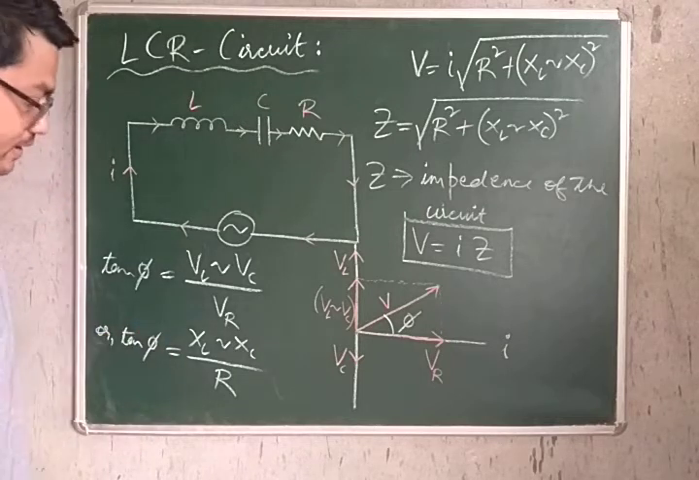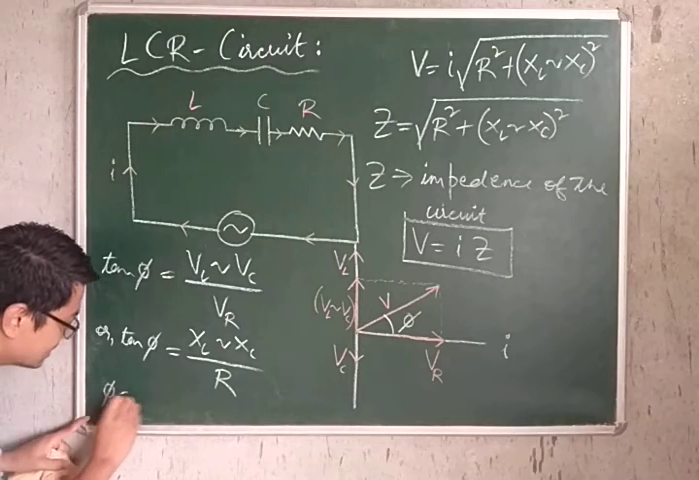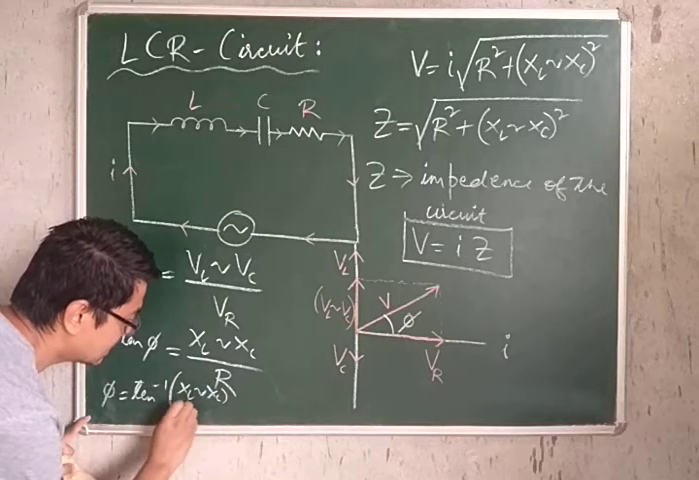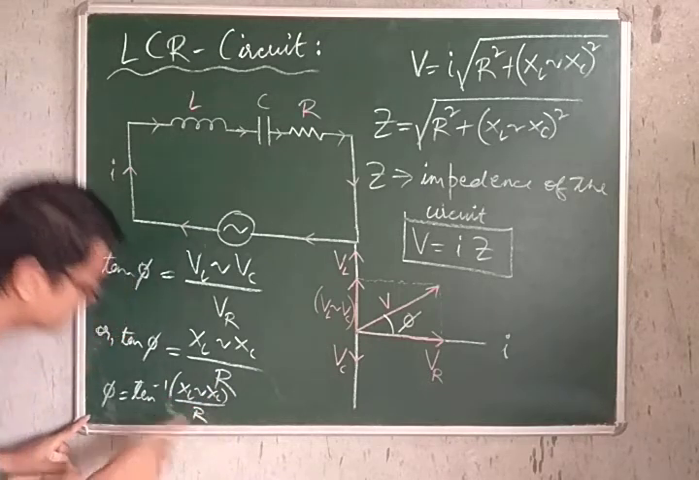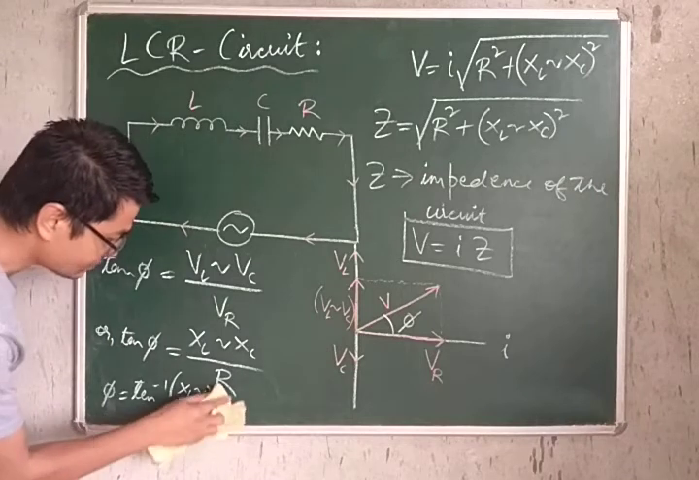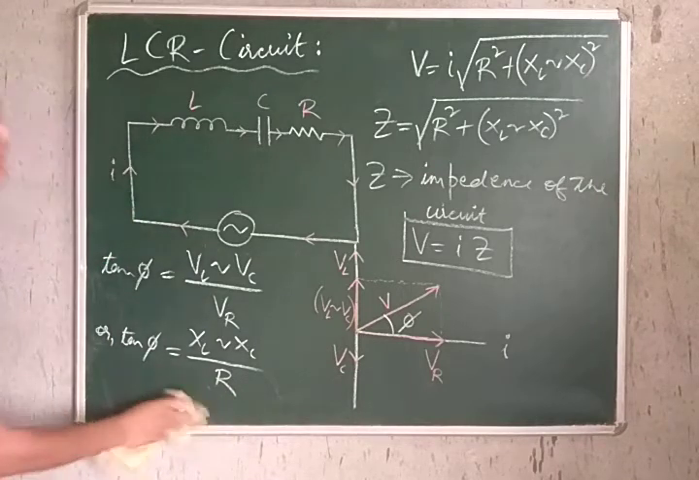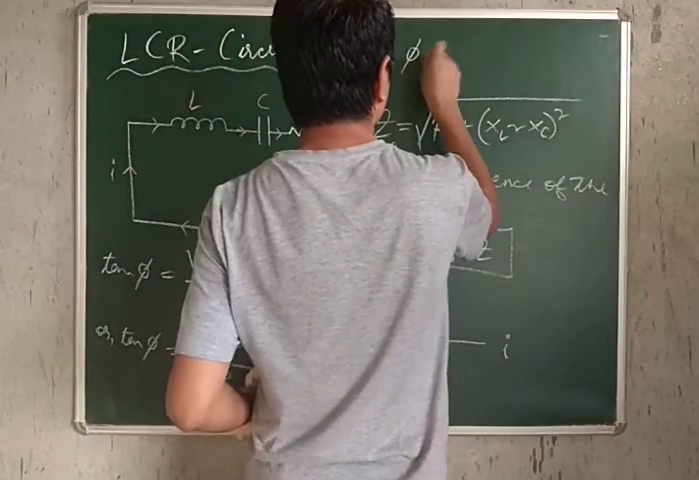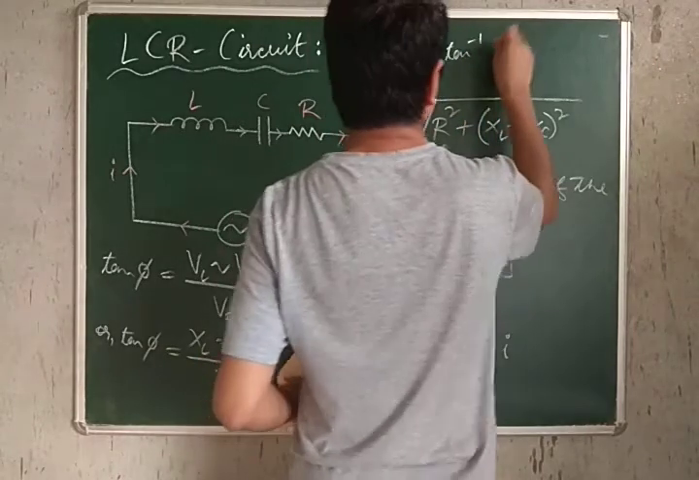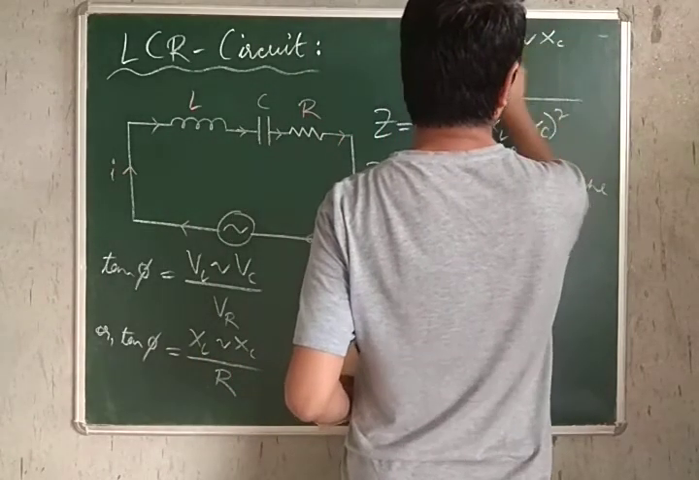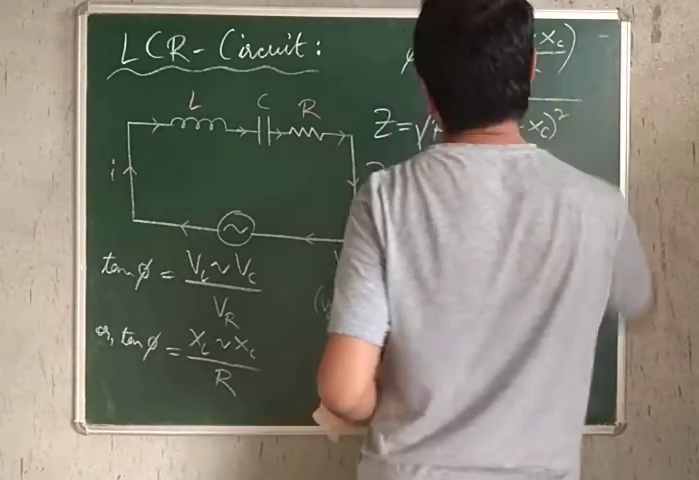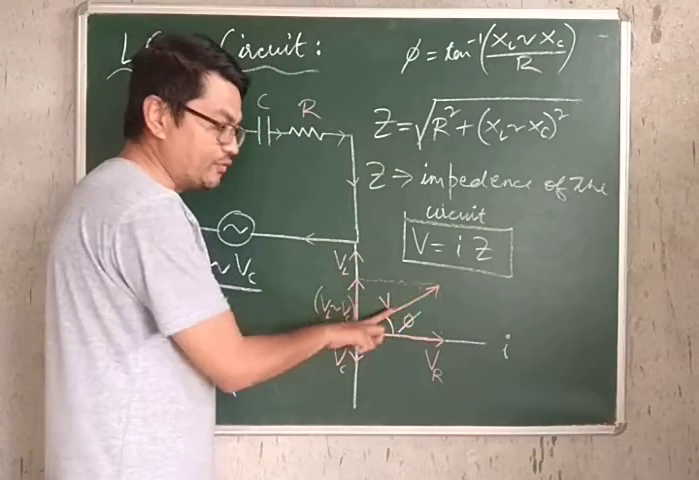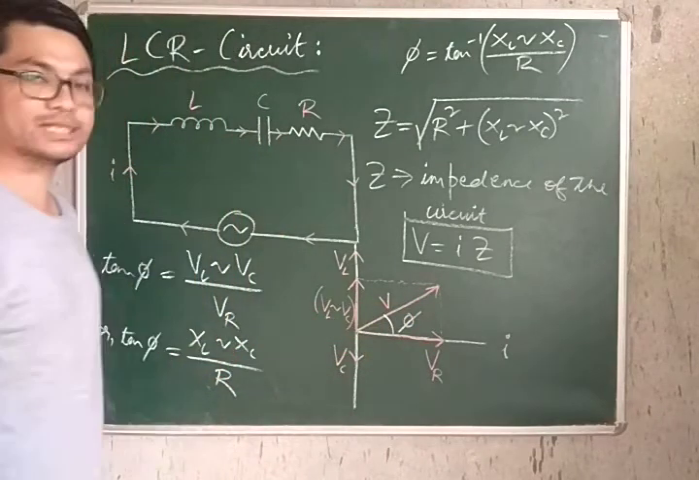So what is phi therefore? Phi is tan inverse of (XL minus XC) divided by R. So I hope you all can understand. Let me erase this part here. So let me write phi is equal to tan inverse of (XL minus XC) divided by R. So phi is the phase angle, so to say, between the effective voltage and the current in the LCR circuit.